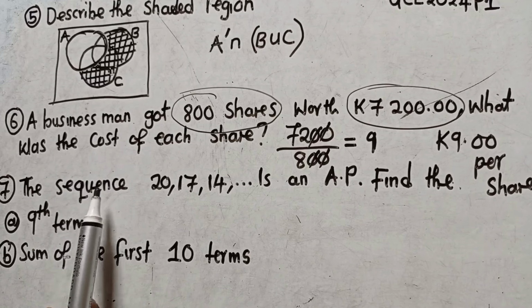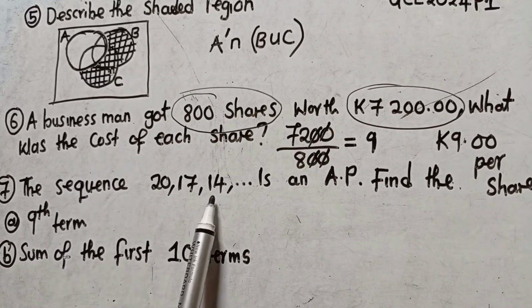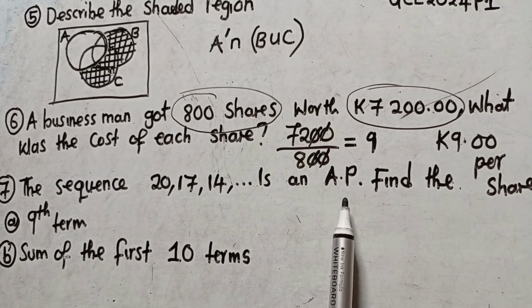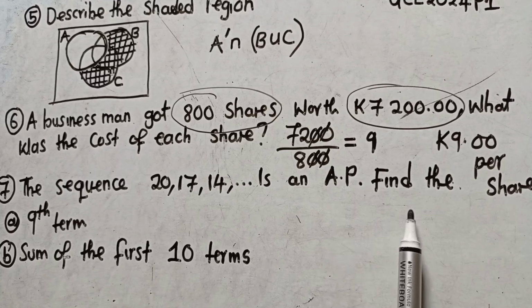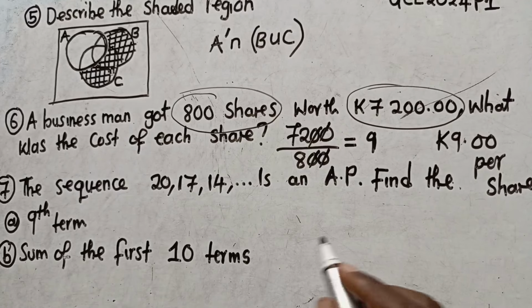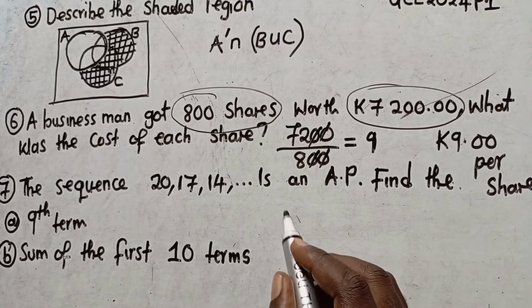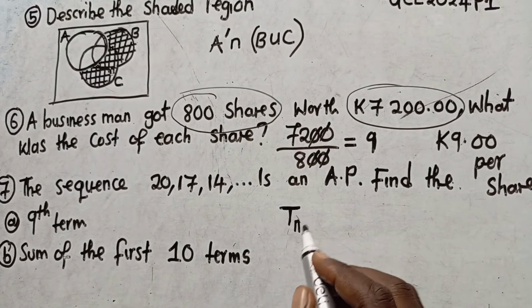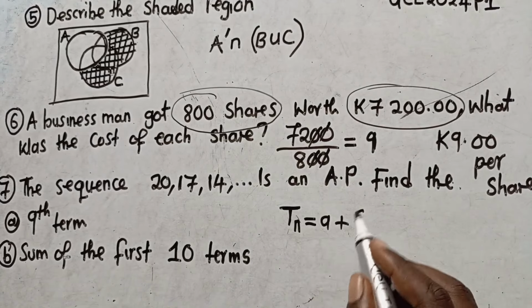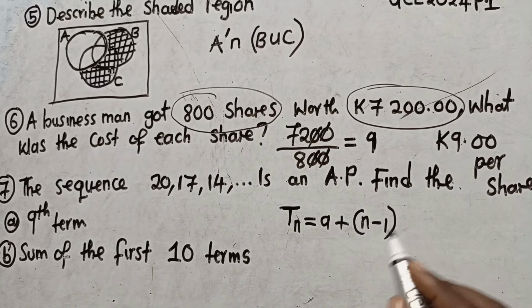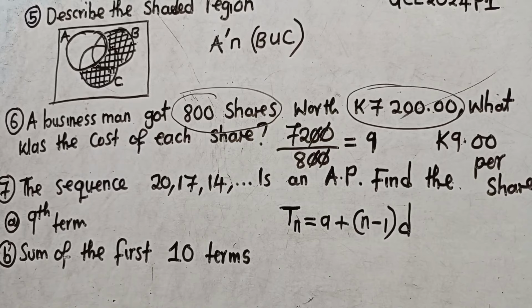The sequence 20, 17, 14 is an arithmetic progression. So this is an AP. Find the ninth term. They want us to find the ninth term. Then the next question, they want us to find the sum of the first 10 terms. How do we answer such a question? You know that for you to find the ninth term, that is the formula for the nth term of an AP, which is like this: A plus n minus 1 cross d, where d is the common difference. This is the formula we get to use.